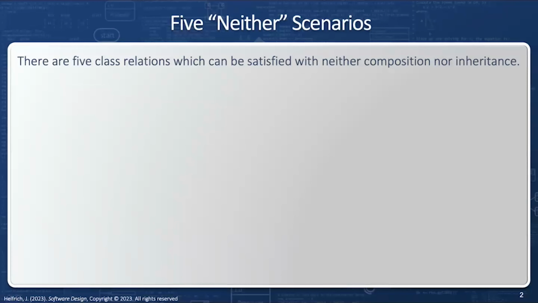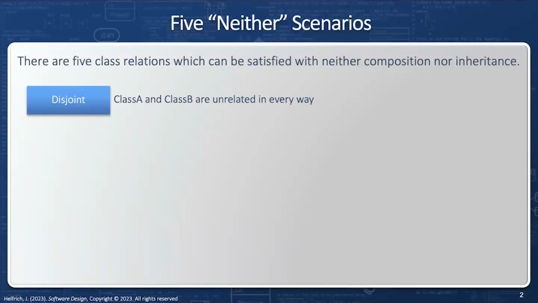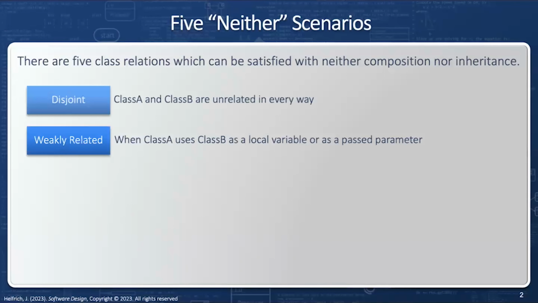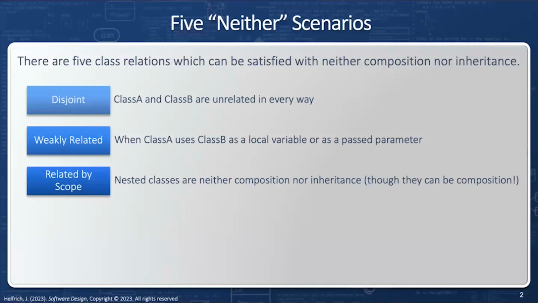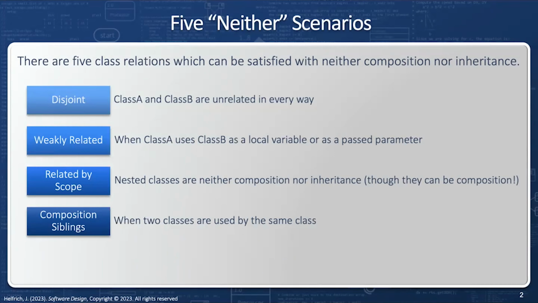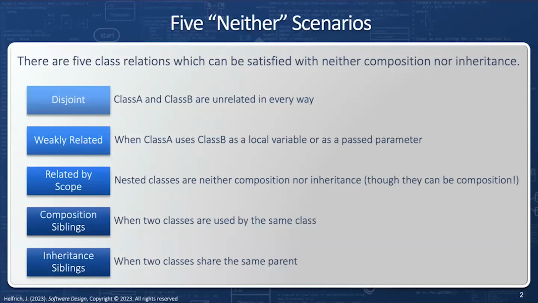There are 5 class relations which can be satisfied with neither composition nor inheritance. The first is disjoint, when class A and class B are unrelated in every way. The next is they're weakly related, when class A uses class B as a local variable or as a pass parameter. The next is when they're related by scope. Nested classes are neither composition nor inheritance, though they can be composition additionally if you choose. Composition siblings: when 2 classes are used by the same class, those 2 classes are neither composition nor inheritance. And inheritance siblings: when 2 classes share the same parent, those siblings are neither composition nor inheritance. Let's take a look at each of these in detail.